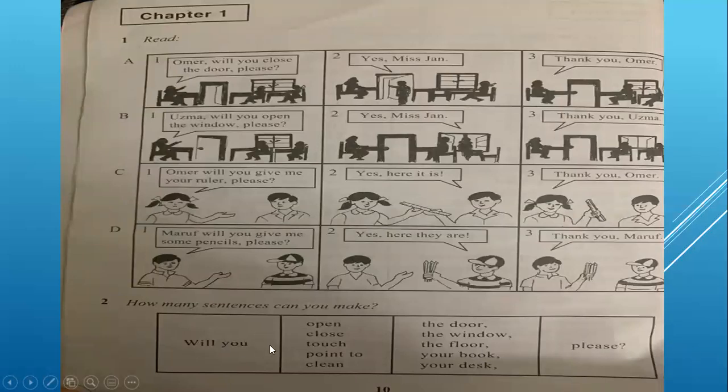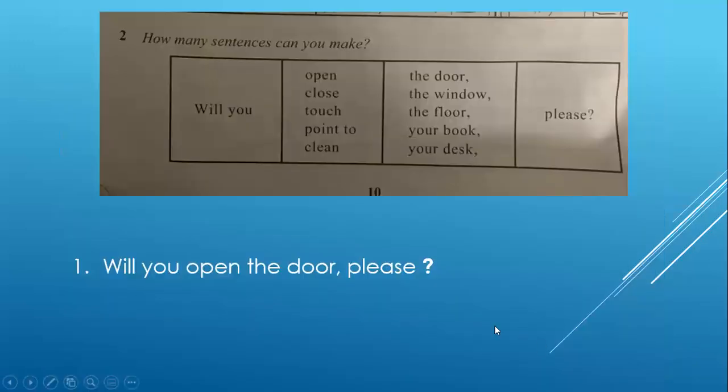This is the question: Will you open the door, please? How can you make the sentence? First, you write this, will you, then take this, open the door, please. I will show you how. Look, these are the columns you have in your book. Then how you make a sentence: Will you open the door, please? I made this one sentence for you as an example, and the other sentences you will make by yourself. This is your home task, or you can say this is an assignment for you.